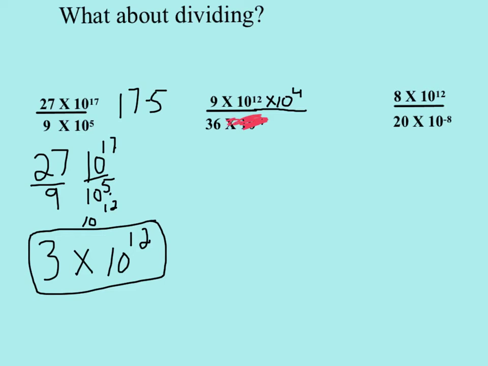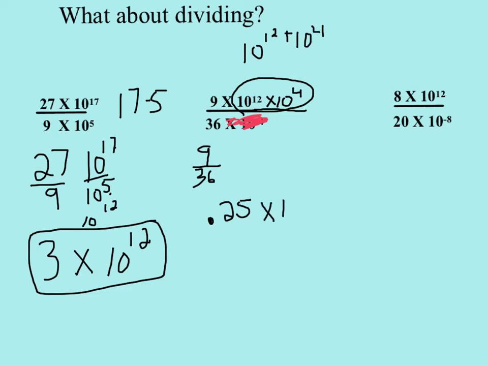So now let's continue with this question. We have 9 over 36. It does not mean 36 divided by 9. It does mean 9 divided by 36. So if you do that, you get 0.25. Now let's do this. This is 10 to the 12th plus 10 to the 4th. So we really get 10 to the 16th.